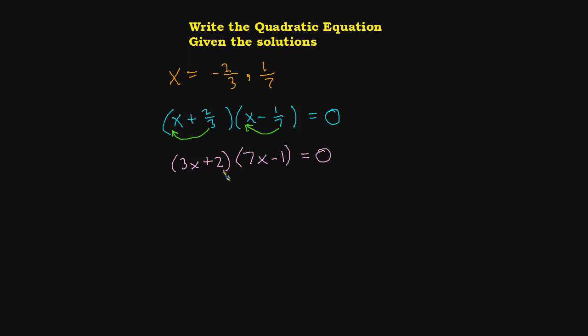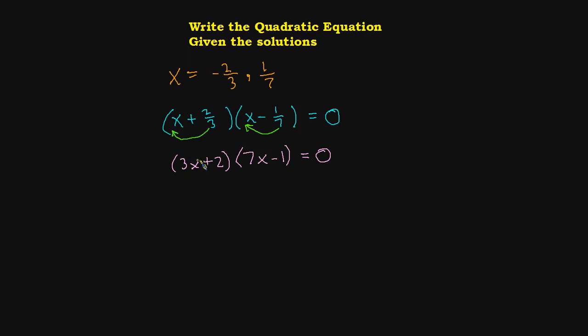If you wanted to do the math and you set 3x plus 2 equal to 0, you'd see that x does equal -2/3. And if you set 7x minus 1 equal to 0 and solved, you'd see that x does equal 1/7. It's worth trying. If you're not sure what I'm talking about, try setting this equal to 0 and solve for x. Try setting this equal to 0 and solve for x. You do that, you will be a stronger math student.